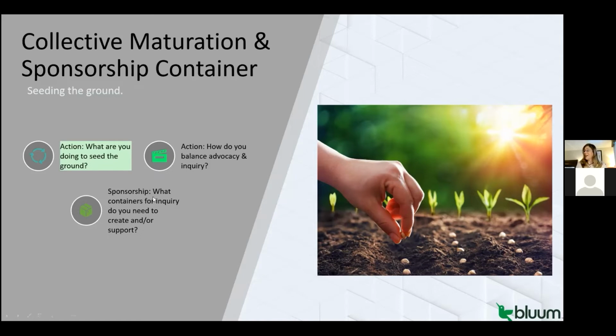Again, on the guide, there is a question under collective maturation and sponsorship container: what do you have to do to seed the ground and take local action? This really builds on that initial step of stepping into your role as a leader.